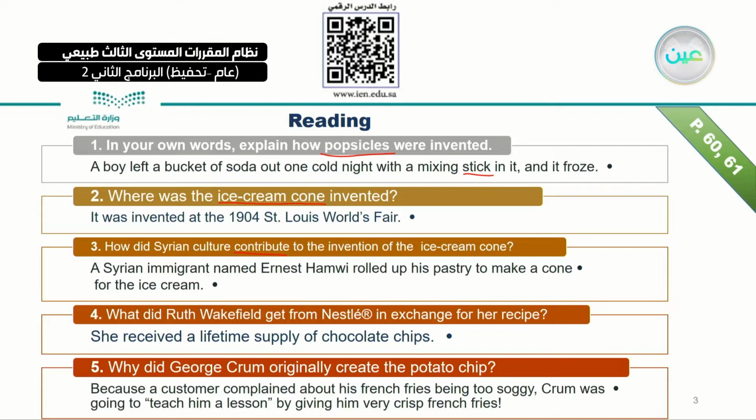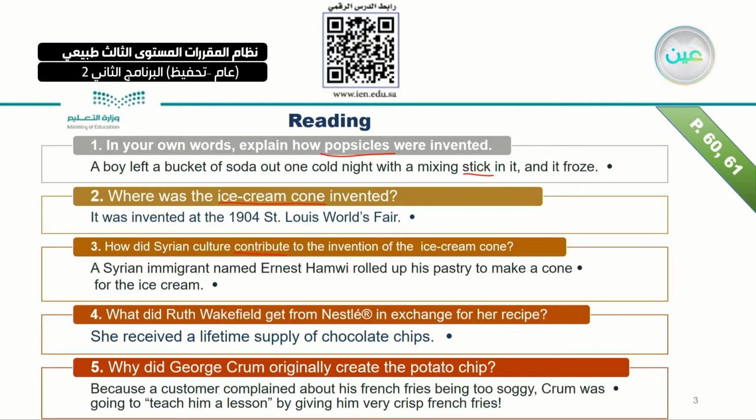Number 3, how did the Syrian culture contribute? A Syrian immigrant named Ernest Hemingway rolled up his pastry to make a cone for the ice cream. Number 4, what did Ruth Wakefield get from Nestle in exchange for her recipe? The cookies I'm talking about, chocolate chip cookies. She received a lifetime supply of chocolate chips.